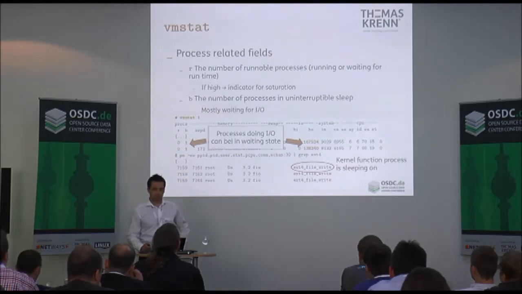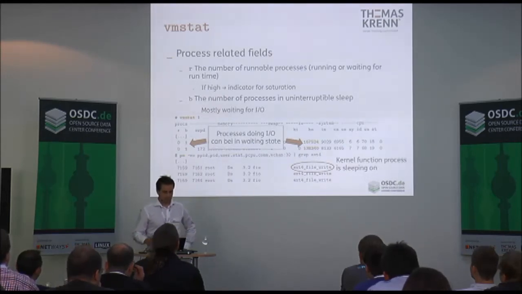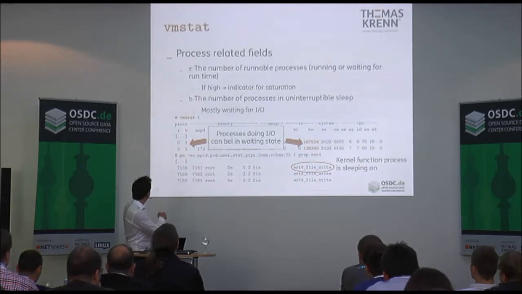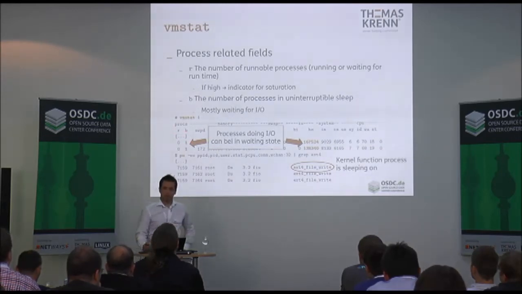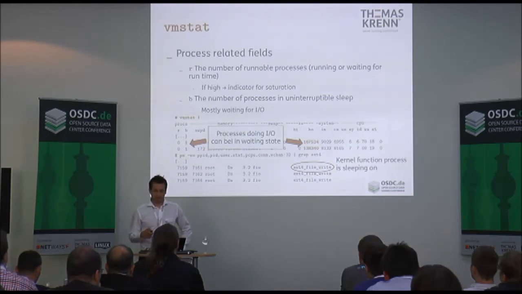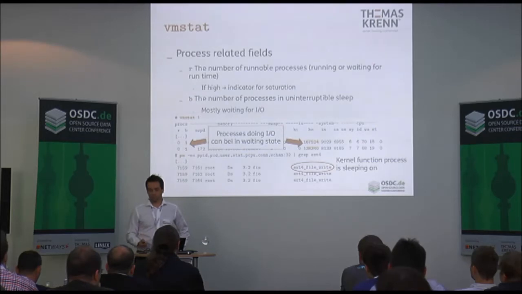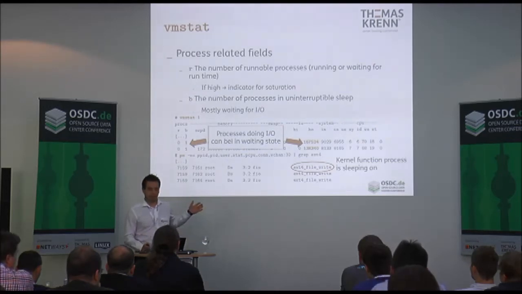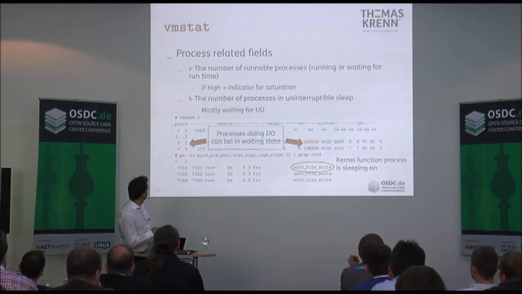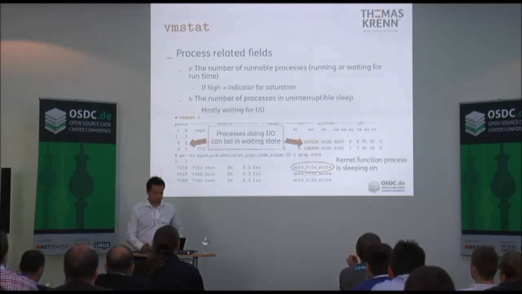You also have process-related fields in vmstat. These are the first two columns, column b and column r. r is the number of runnable processes currently running or waiting for runtime. If this is high, then you have an indicator for CPU saturation. So if there is a high number of processes currently waiting for CPU time, then maybe you have to put some more cores in your system.